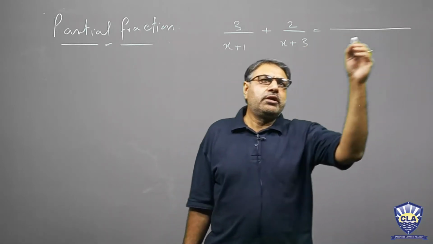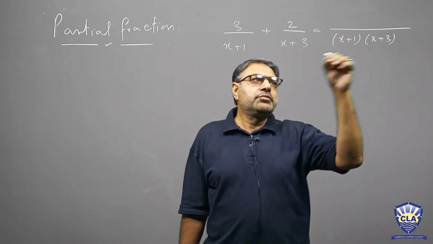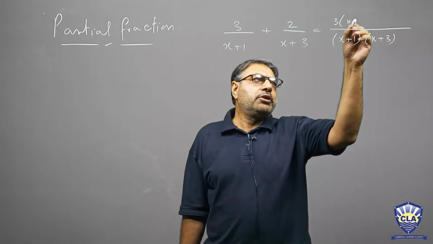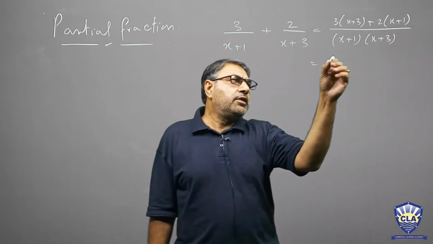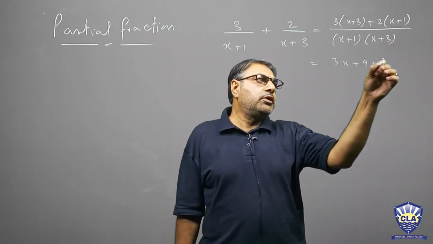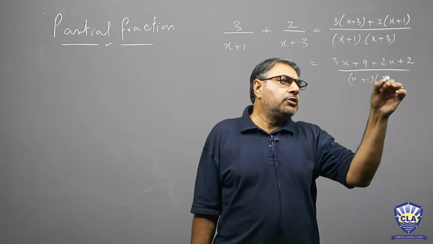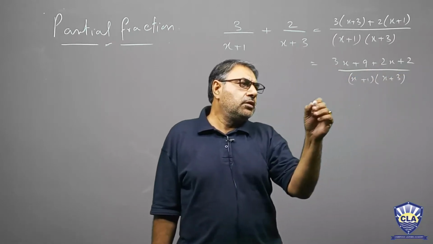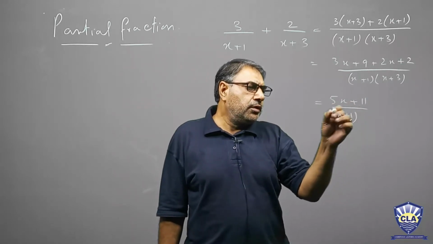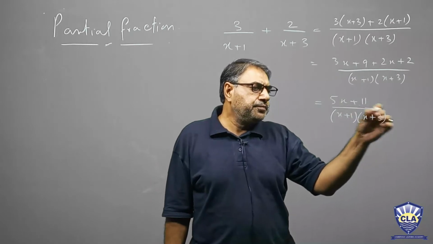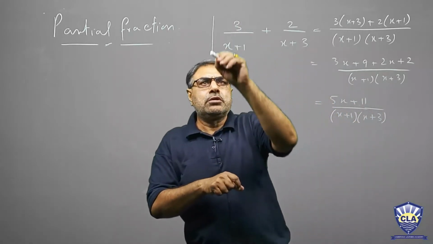So you started with the LCM: 3 into x plus 3 plus 2 into x plus 1. Simplify this one: 3x plus 9 plus 2x plus 2 over x plus 1 and x plus 3, which equals 5x plus 11 over x plus 1 and x plus 3. It is called a single fraction and it is called the partial fraction.